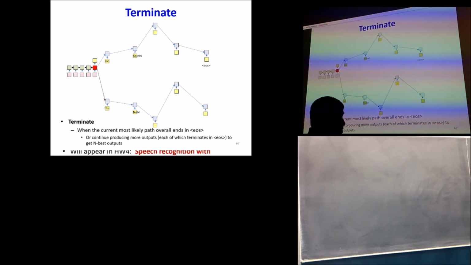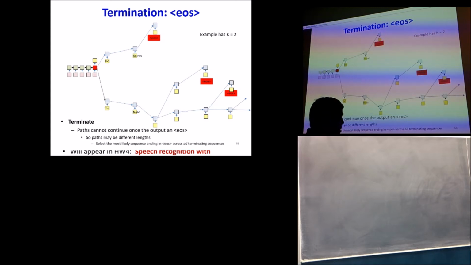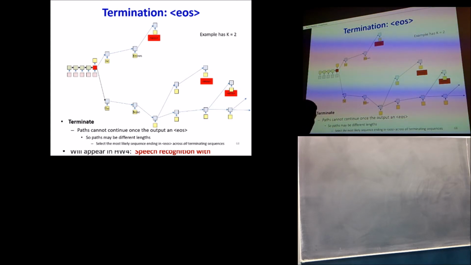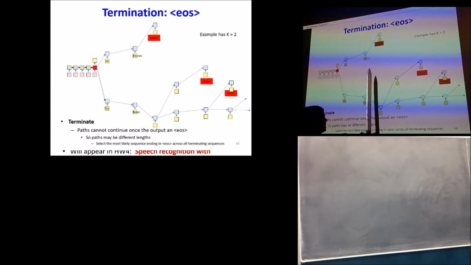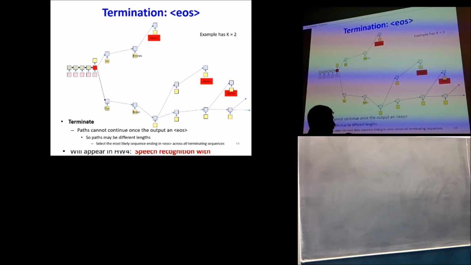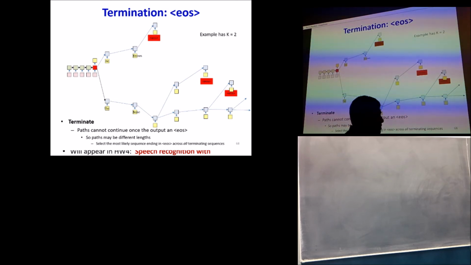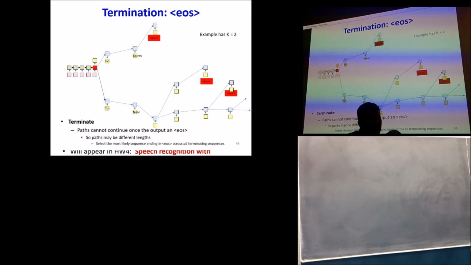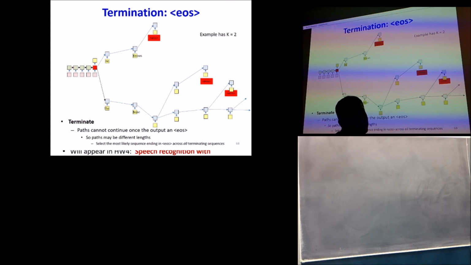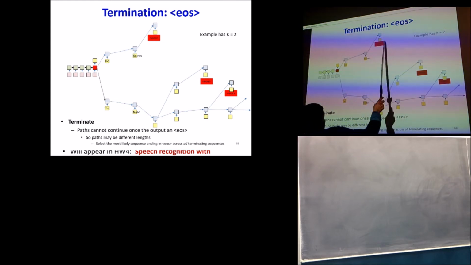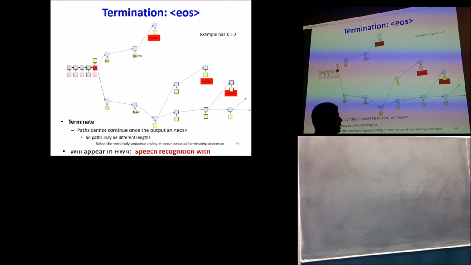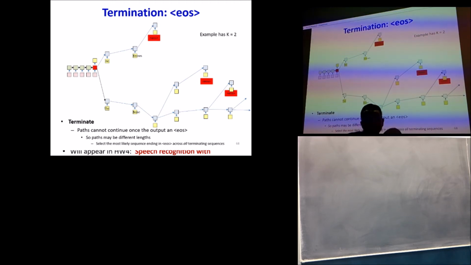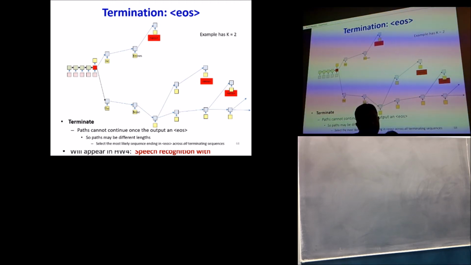If you want to have more than one output, if you want to have the top n outputs, then you can continue to extend the ones that haven't yet hit the end of sequence symbol and extend them until you get more symbol sequences that actually hit the end of sequence symbol. Now as a result, when you have a top n output, unless you have n paths all ending with an end of sequence symbol at the same output time, the top n paths might all be different lengths.